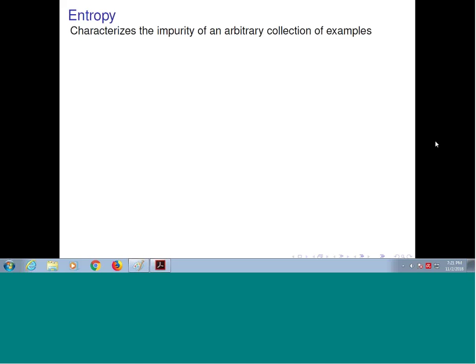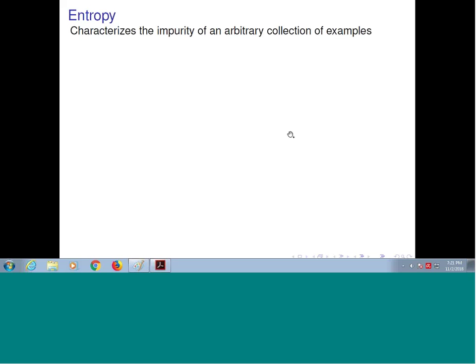So before going to that, I want to introduce one more concept that is called entropy. Entropy tells how pure your database is. It characterizes the impurity of an arbitrary collection of examples. If your data is very impure, then we say the entropy is high. Entropy is a measure of disorderness. How can I say that it is very impure?